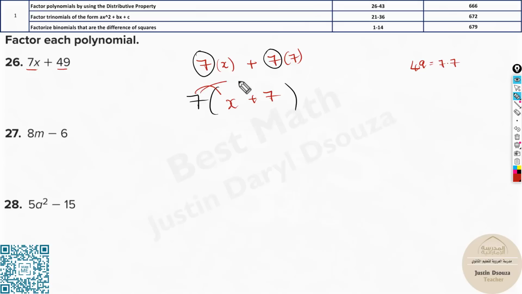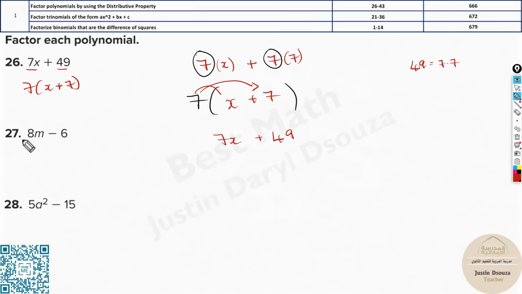Now if you multiply this inside, look at this, it'll be 7x plus 49. 7 times 7 is 49. We get the question. They're just 2 steps. Because it's writing, I'm doing the 2 steps. Otherwise you can just do it in mind. Okay, 7 is common, I remove 7 outside, x is remaining, 49 divided by 7 would be 7, so this is it.